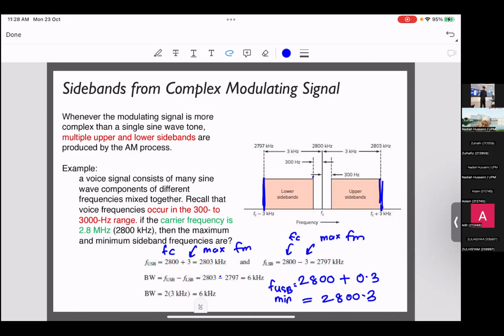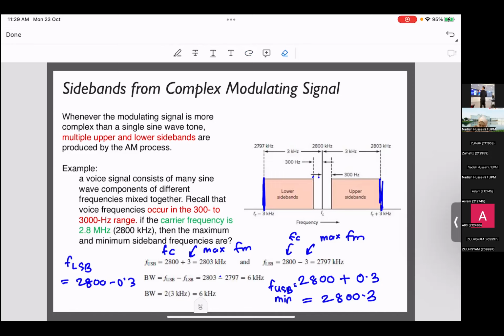And then you have the other one, FLSB, for this side over here, which is going to be 2,800 minus 0.3. Very, very small. The gap should be smaller than this, but the picture is to help you understand things. So that is why it looks like that.